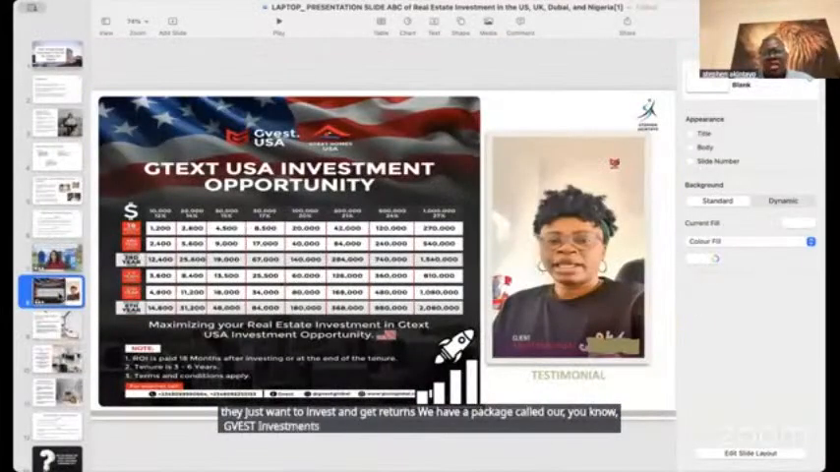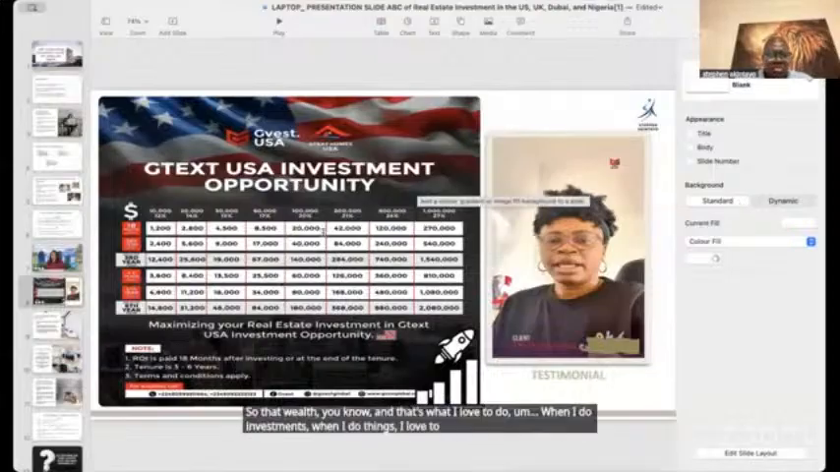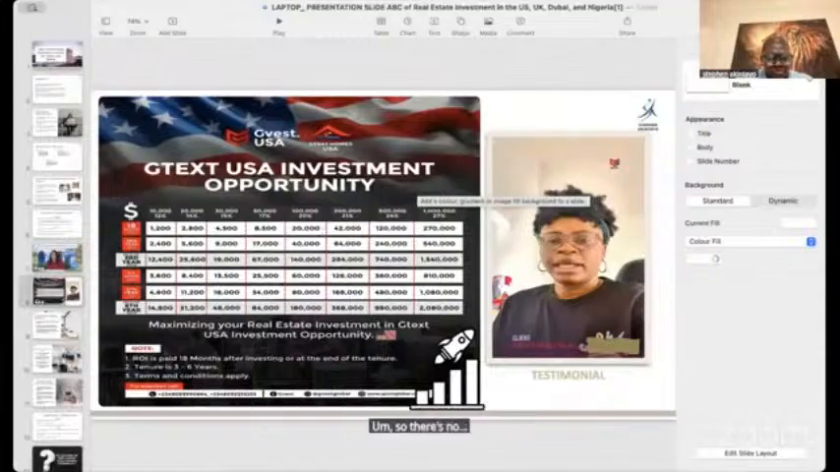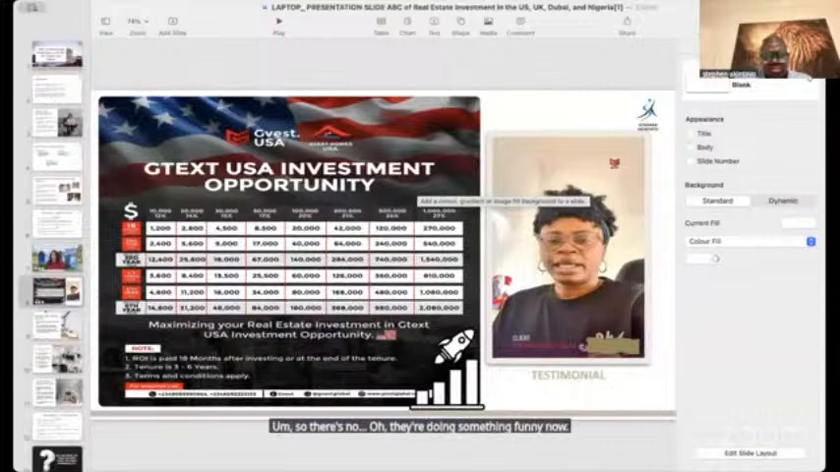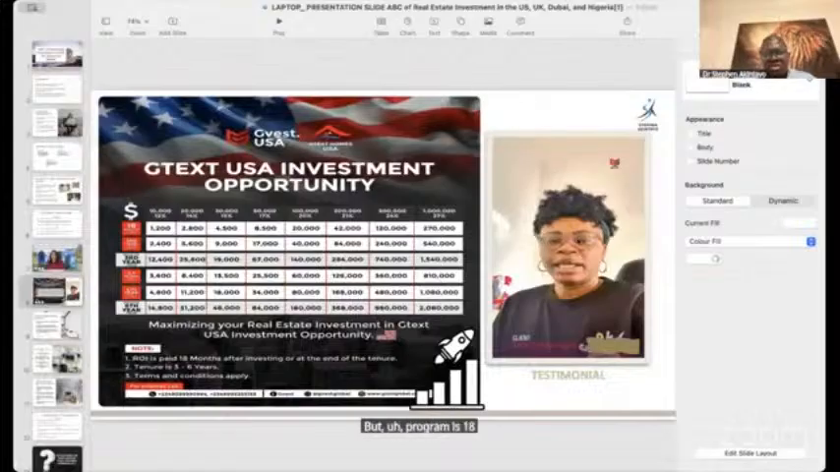We have a package called GVest Investment USA. And that's the syndication I told you. We had to file it with the SEC. When I do investments, I love to do it properly, so there's no, oh, they're doing something funny, not at all. Integrity for me is my watchword, and anybody is free to say what they want to say. I've learned that there are certain heights you get to, people will gossip, and you just have to get used to that. But our program is 18 months returns. Every 18 months you get a return, and you have to keep your capital for 3 or 6 years.